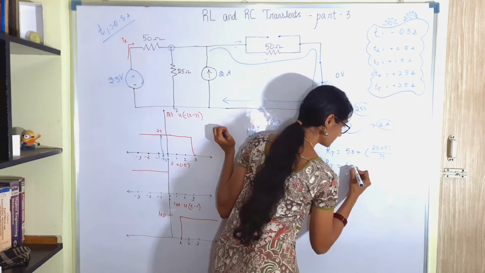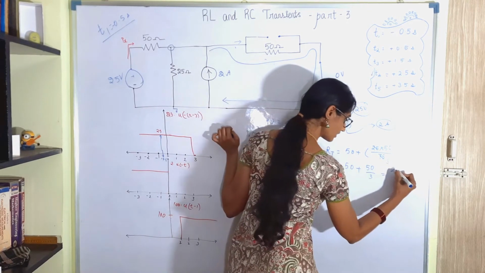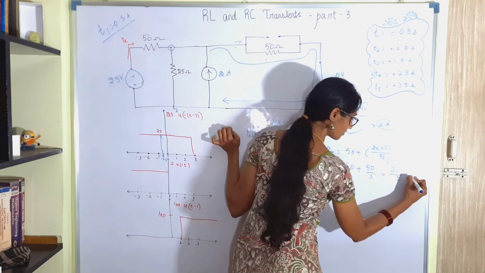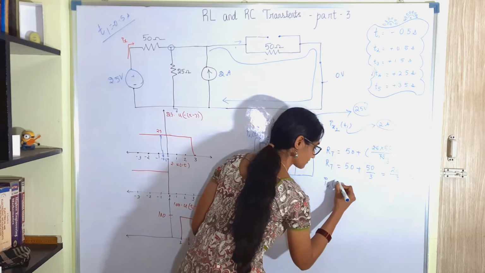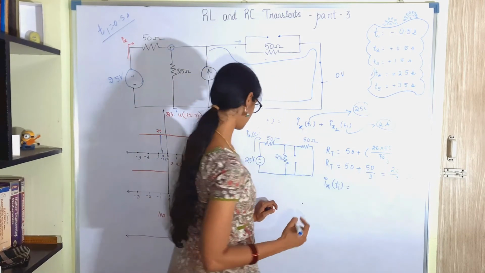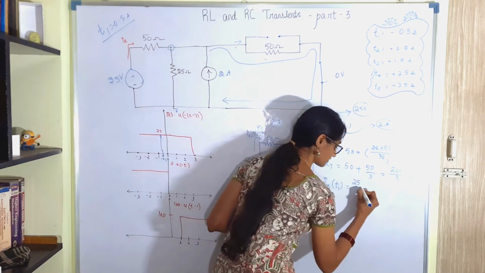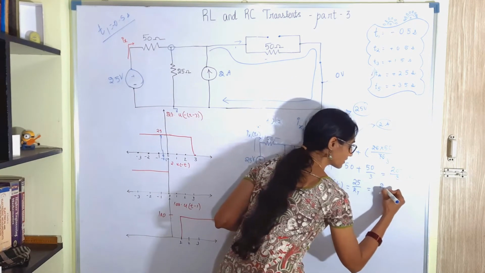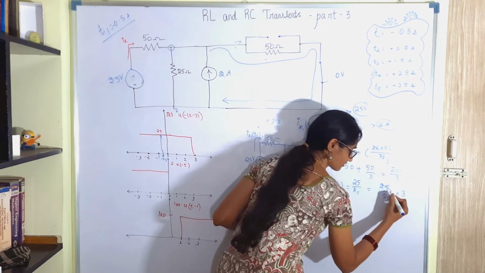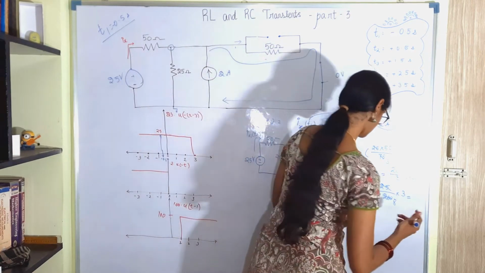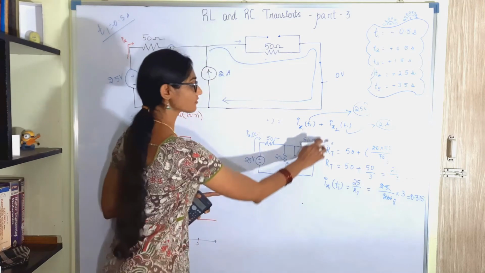The effective resistance is 50 plus 4 into 50, 200 divided by 3 ohm. So what is Ix1 of T? This will be 25 volt divided by the resistance, which is 25 volt divided by 200 by 3. Okay. So what is Ix2 of T?